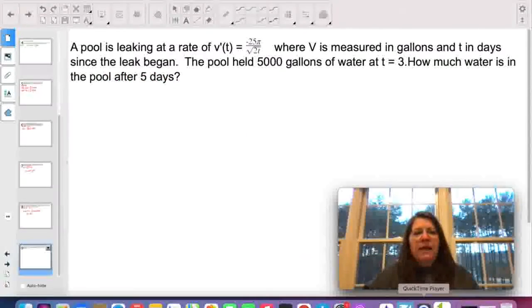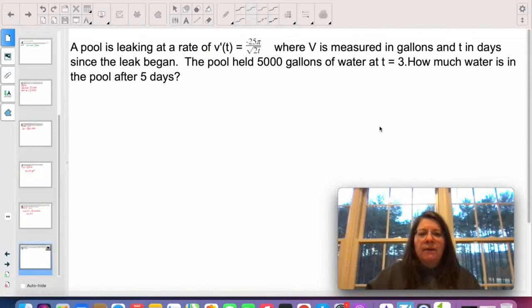314.913. And the last one: a pool is leaking at a rate of v prime of t equals negative 25 pi over square root of 2t, where v is measured in gallons and t in days since the leak began. The pool held 5,000 gallons of water at t equals 3. How much water is in the pool after 5 days? So go ahead and pause the video, see if you can get this one, and I'll give you the answer in just a minute.